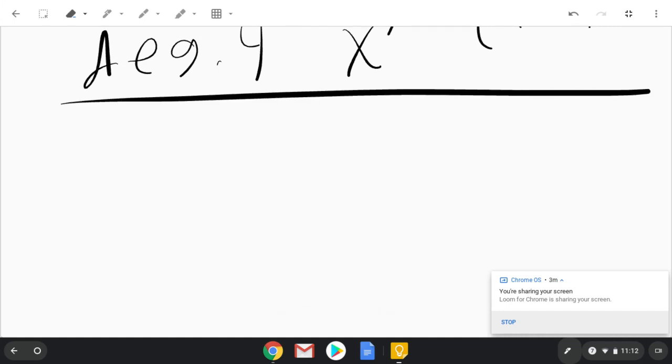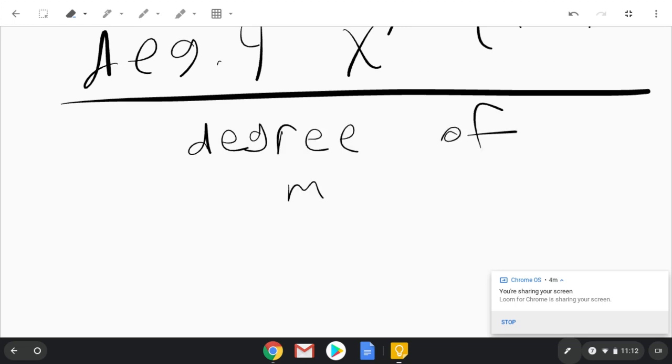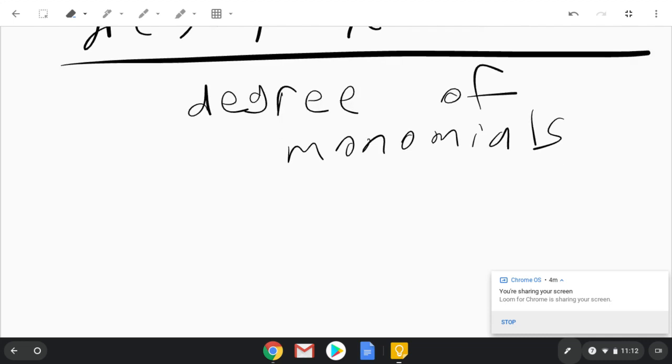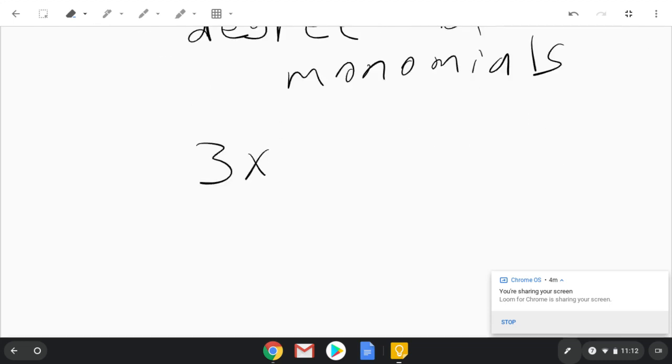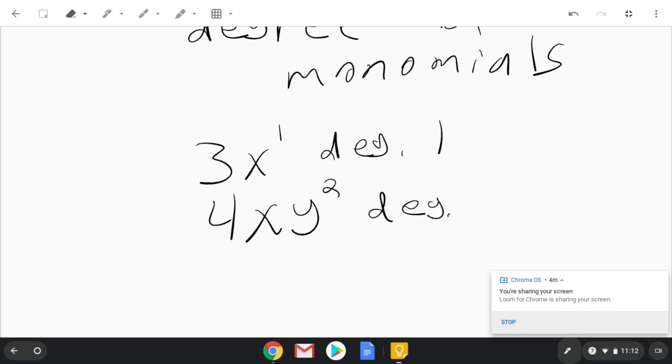There is one special case that I need to mention: the degree of monomials. Remember, monomials were just the single term things. So like 3x. This is a degree 1, because that's the only exponent there. But the special cases come with stuff like this: 4x y to the 2nd. This is not a degree 2. It's actually a degree 3, and the reason why is because you have to add up all of the exponents. 1 plus 2 is 3.